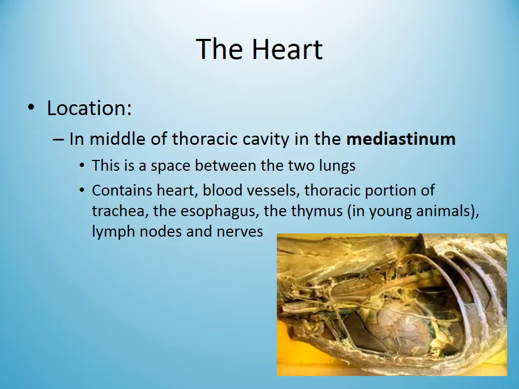The esophagus passes through this, and the thymus in young animals, because if you guys can remember, the thymus kind of shrinks and disappears in older animals. And also lymph nodes and nerves are found within the mediastinum.